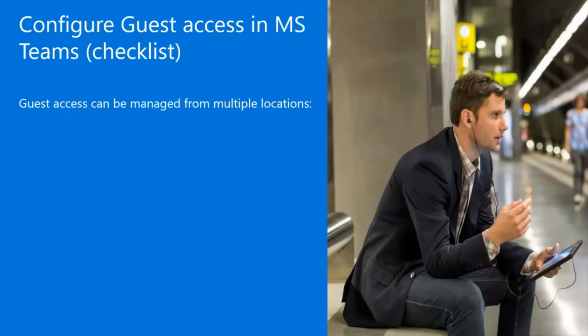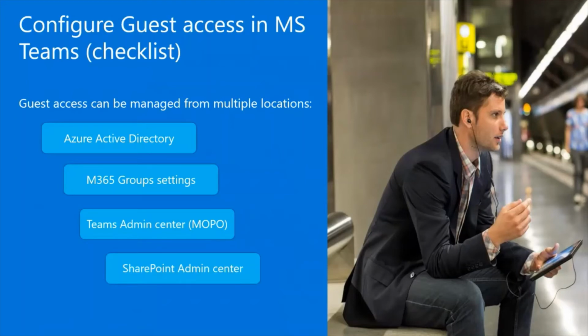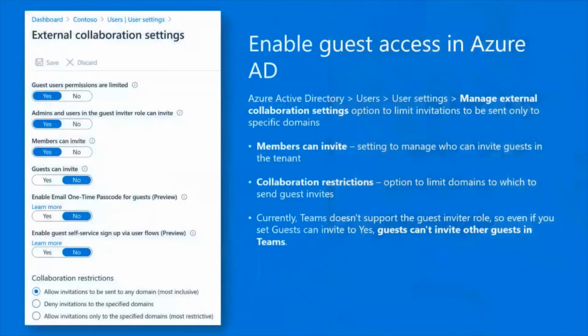Now we'll take a look at the configurations that are required for guest access to be in place and work smoothly for your organization. We have 4 places where we need to have proper configurations to make it work perfectly with proper permissions. First one is Azure Active Directory. Second one is M365 group settings. Third one is Teams Admin Center. And the last one is SharePoint Admin Center. We'll take a look at each of them separately. So we'll move on to the next slide.